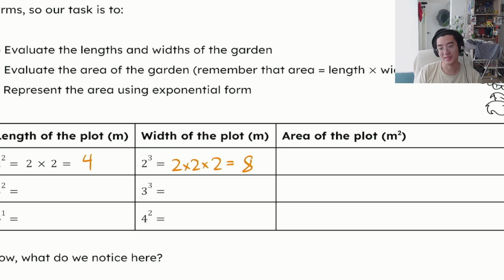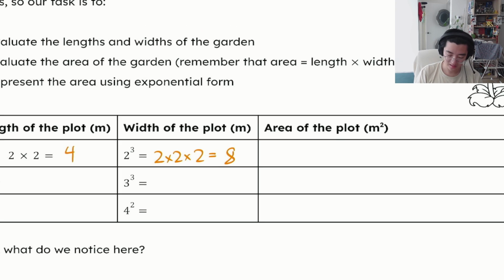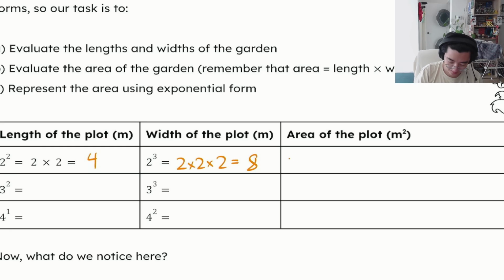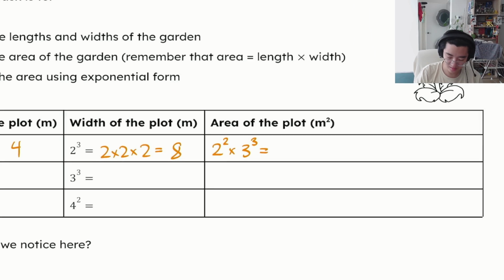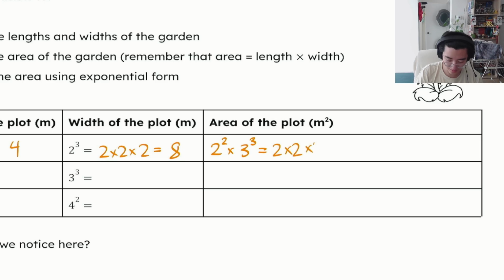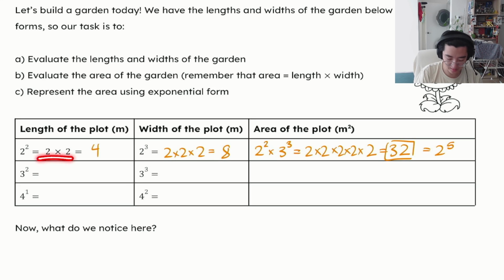So now what's the area of this garden? The area of this garden is just length times width. So it's 2 squared times 2 cubed, which is just 2 times 2, and then 2 times 2 times 2, which is 32. 4 times 8 is 32. And we notice here that 32 is 2 to the power 5. We got 2 twos for the length, 3 twos for the width. Multiply all together, we got 5 twos, which is just 2 to the power 5.